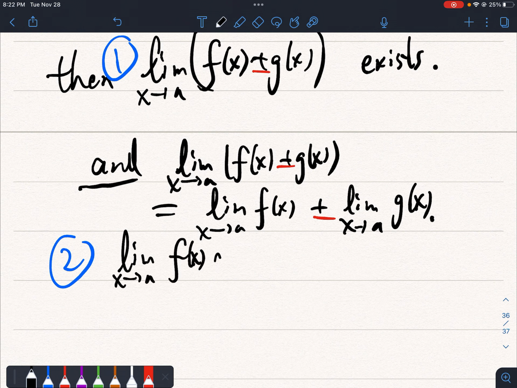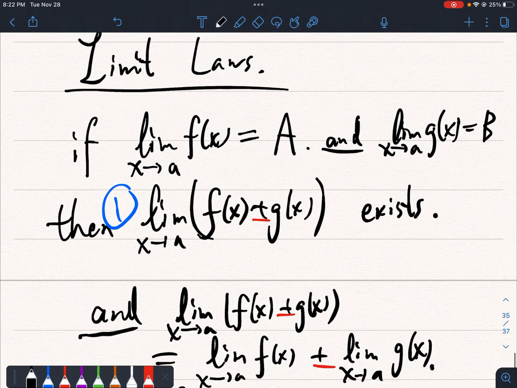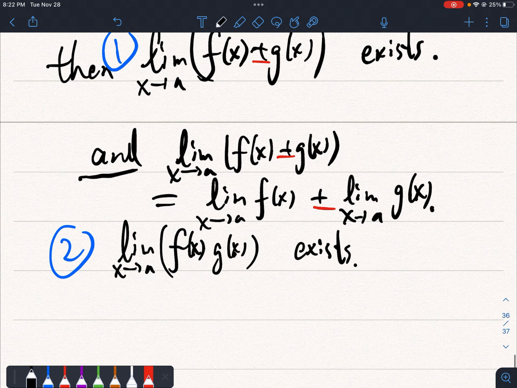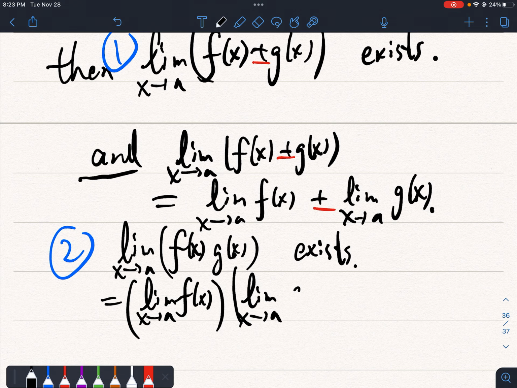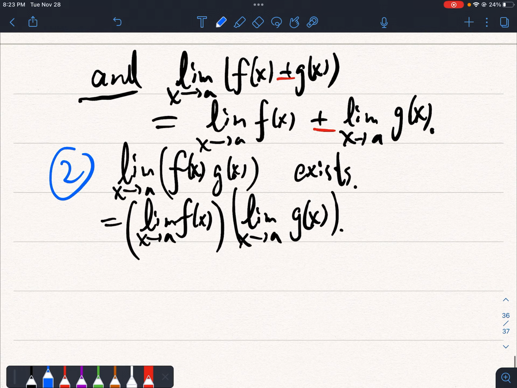Okay, the second result is that when you consider the product, then the limit of the product will also exist, and it depends on the existence of both limits. Then this will be equal to the product of the limits. Again, you can prove it rigorously using an epsilon-delta proof, which means for any given epsilon, you choose some small enough delta such that this is true. But it will be technical, and we don't have time for that.